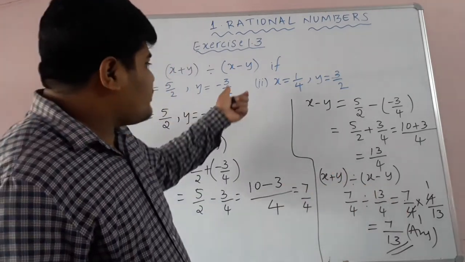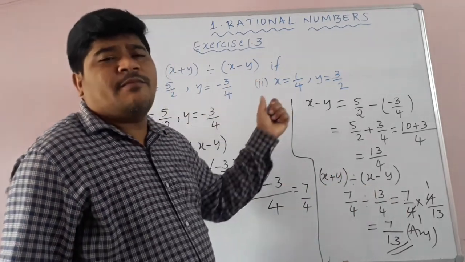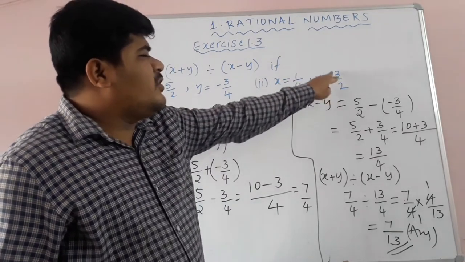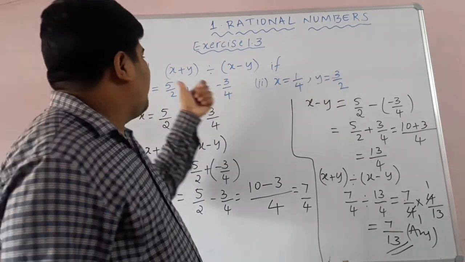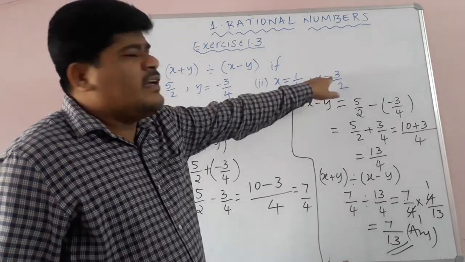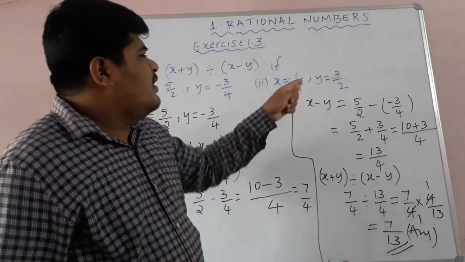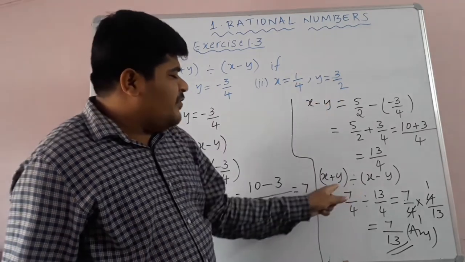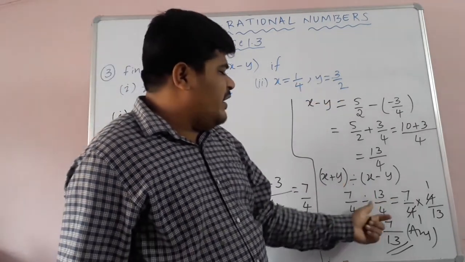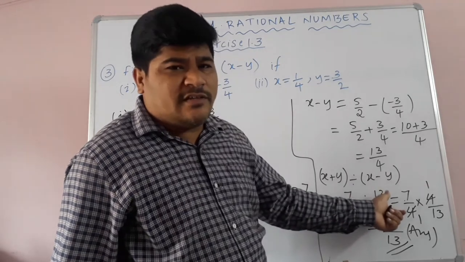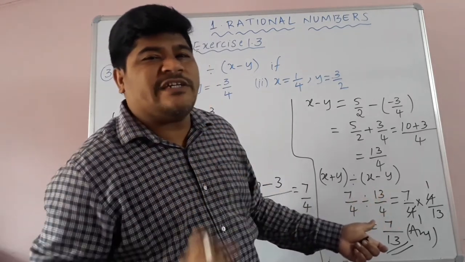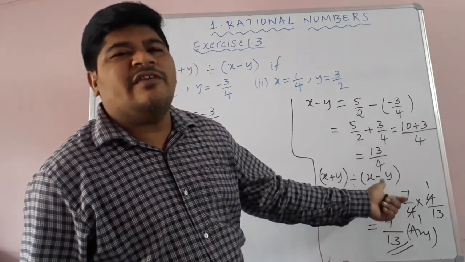Children, we solve the second problem also in the same way. Here x is equal to 1 by 4 and y is equal to 3 by 2. First we will find x plus y. Here there is no symbol, so directly we will add. Next, x minus y. After finding the values, we will write x plus y divided by x minus y. First fraction divided by second fraction: first fraction into the reciprocal of the second fraction. Then we will simplify and get the answer.